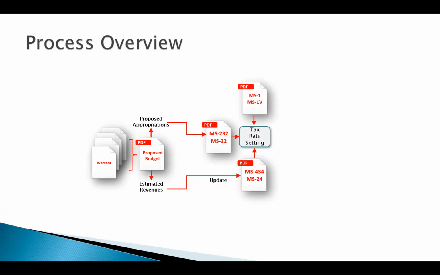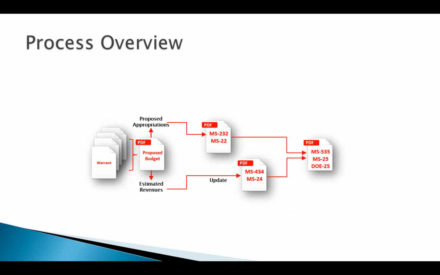Then comes in the MS1 or MS1V. So this is filed by your assessors. This is the total valuation of the municipality or the MS1V of the village district. So in a gross oversimplification, you divide your net appropriations that you need to raise by your assessed value, and that will get you your tax rate.